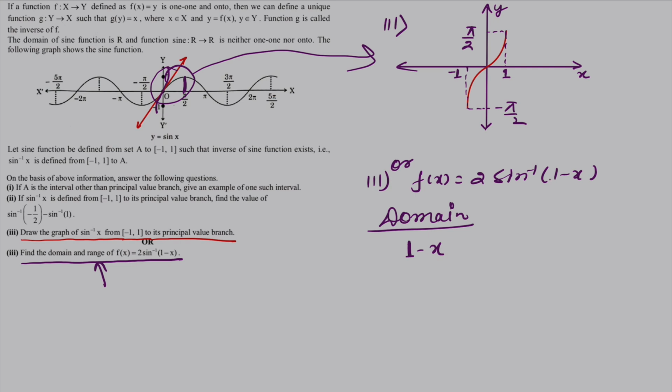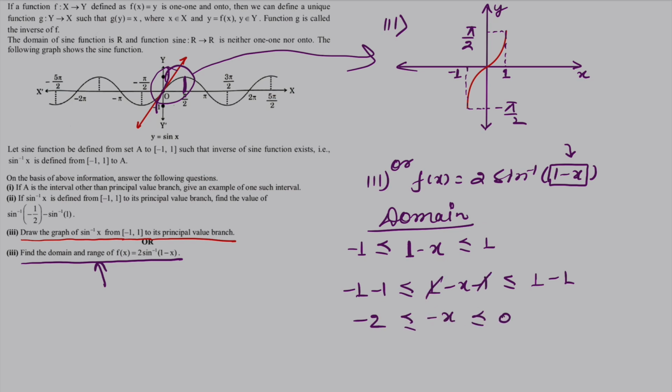So we know that, corresponding to the principal value branch, the input of sine inverse can vary from minus 1, so 1 minus x is greater than or equal to minus 1 but less than or equal to 1. Now subtracting 1 from the whole inequality, we get minus 1 minus 1, and the inequality sign remains unchanged: minus 1 minus 1 for 1 minus x minus 1, and 1 minus 1. So here we get minus 2, the 1s cancel out, minus x, 0. Now multiplying the whole inequality by minus 1, the sign will change. This becomes 2 is greater than or equal to x, which is greater than or equal to 0. So from here we can say that the domain of the function is the closed interval 0 to 2.